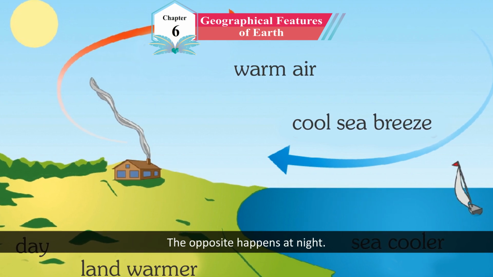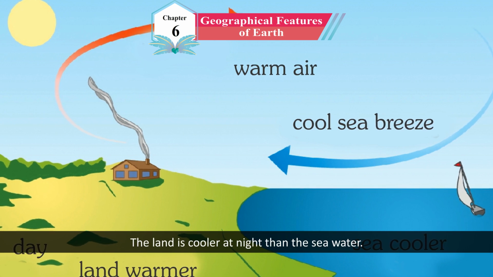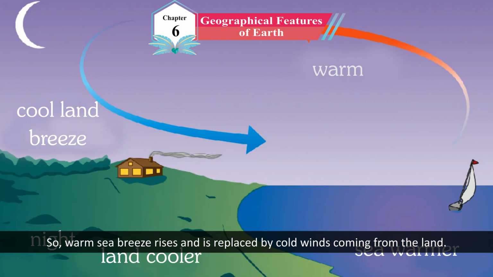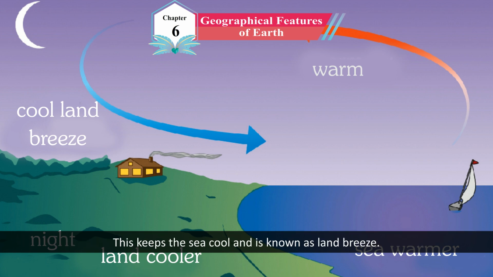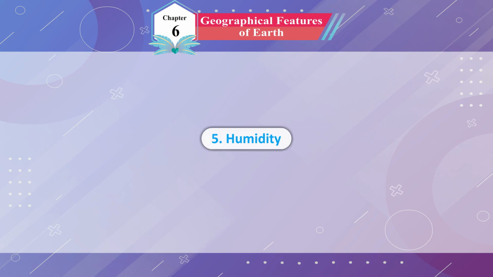The opposite happens at night. The land is cooler at night than the sea water, so warm sea air rises and is replaced by cold winds coming from the land. This keeps the sea cool and is known as land breeze. Humidity.